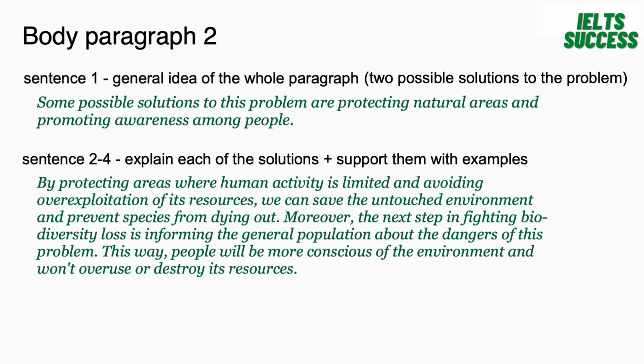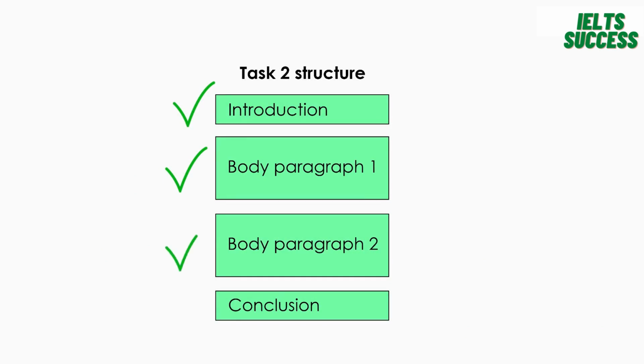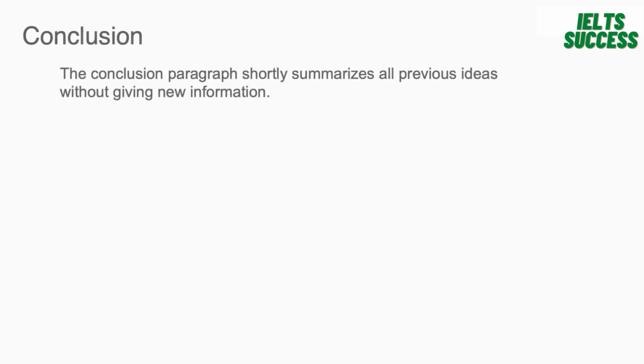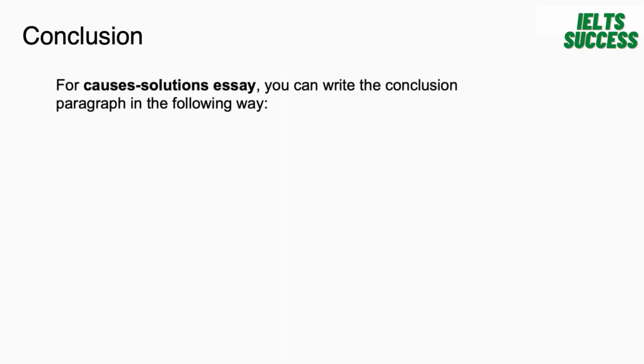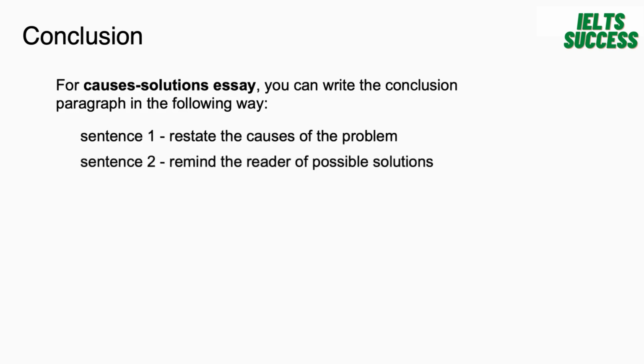Okay, that's it with the body paragraph 2. Well done! Now we're done with the introduction and 2 body paragraphs, and it's time to start writing the conclusion paragraph. The conclusion paragraph shortly summarizes all previous ideas without giving new information. For Causes Solutions essay, you can write the conclusion paragraph in the following way. Sentence 1. Restate the causes of the problem. Sentence 2. Remind the reader of possible solutions.